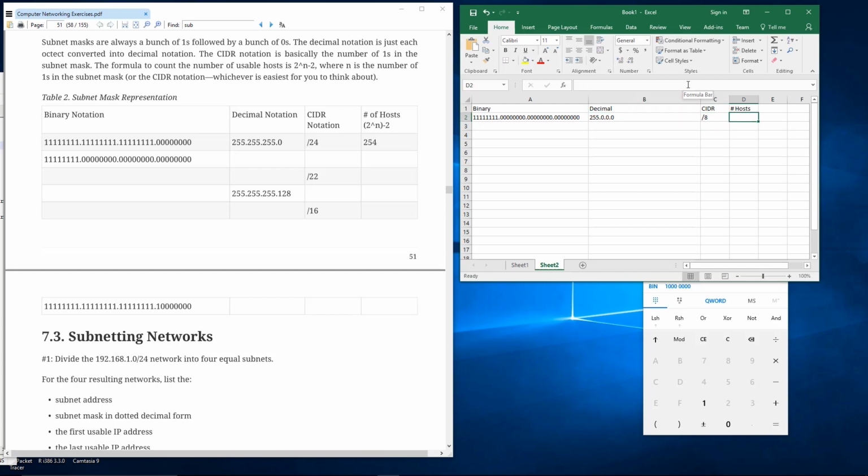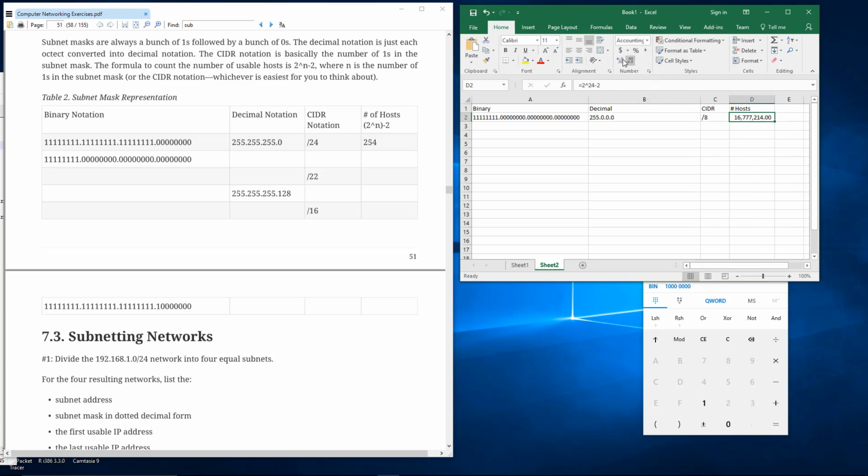All right, so my number of hosts. What is my n going to be here to calculate the number of hosts? So it's 2 to the n minus 2, but what is n? Well, there are 32 digits here. How many of them are zeros? 24, right? So equals 2 to the 24, then I subtract 2. Holy moly, that's a big number, right?